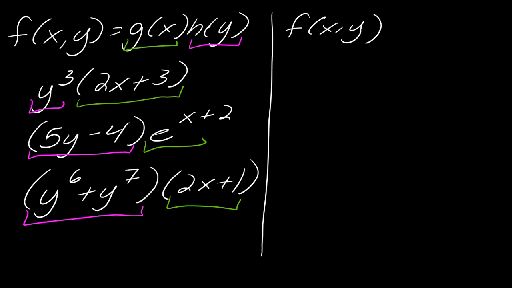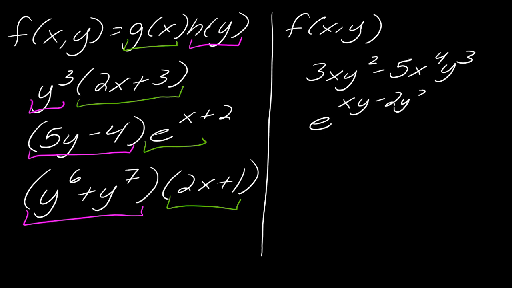So if I had something like 3xy squared minus 5x to the 4th y to the 3rd, this is not going to be necessarily separable, right? Or if I had something like e to the xy minus 2y squared times x plus y, again, not going to be separable. So when we talk about separable, it's something that has really clear factors. And so this is the type of differential equation that we're going to look at.